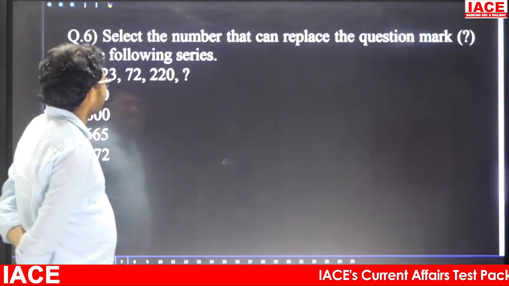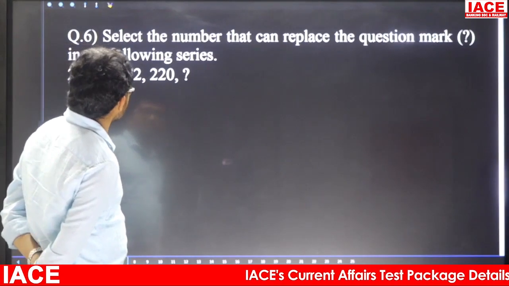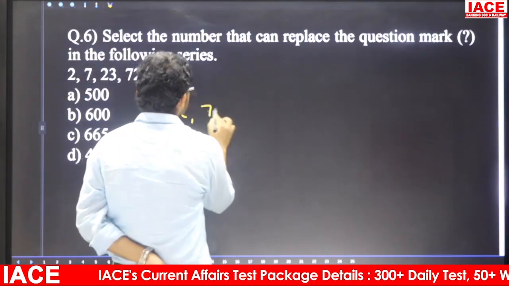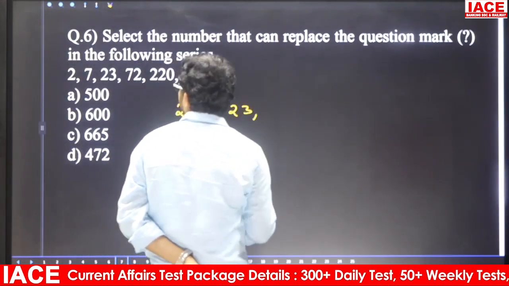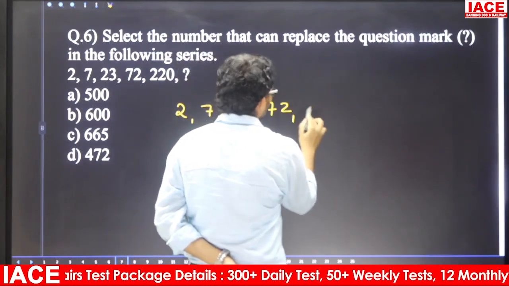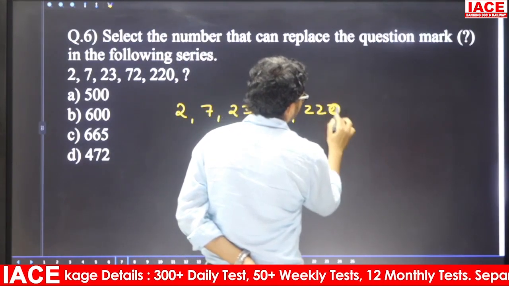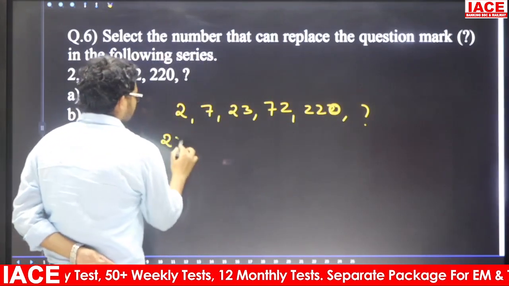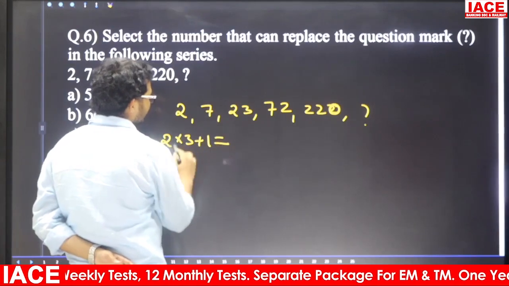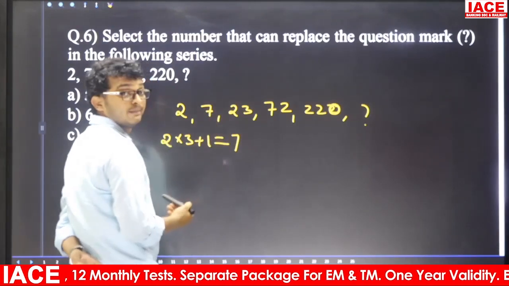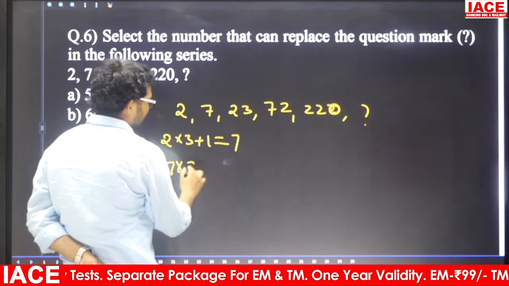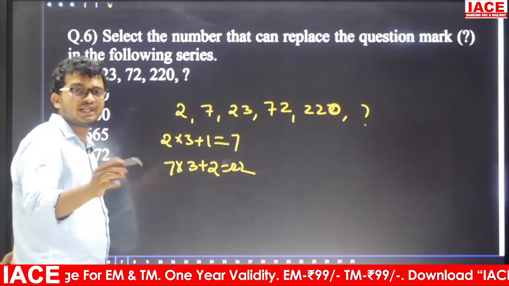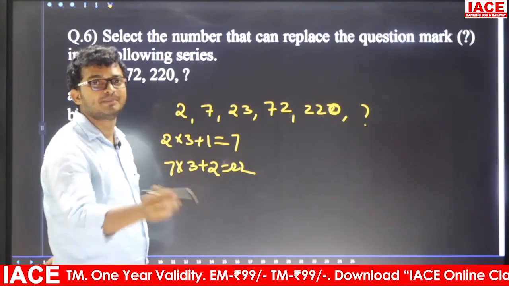Question number 6. Select the number that can replace the question mark in the following series. Friends, here the given series is 2, 7, 23, 72, 220, question mark. Once observe what the logic is. 2 into 3 plus 1. 2 into 3 is 6, 6 plus 1 is 7. Now 7 into 3 is 21, plus 2 is 23. That means the logic is into 3 plus 1, into 3 plus 2, into 3 plus 3 and so on.